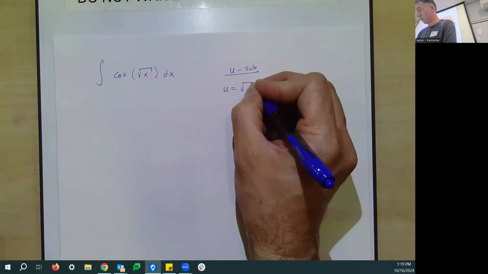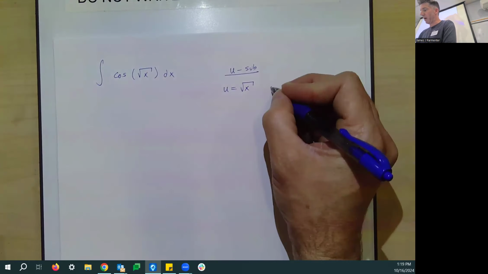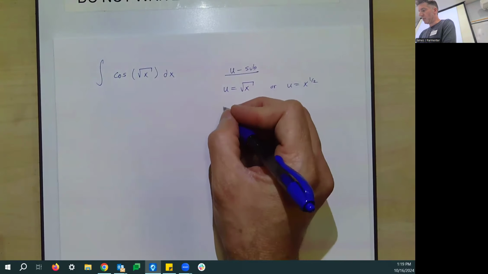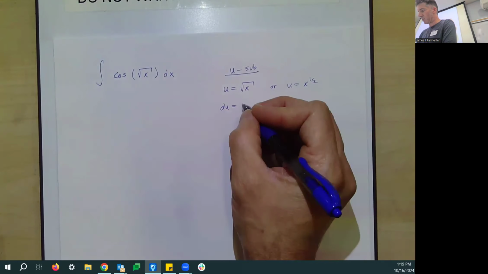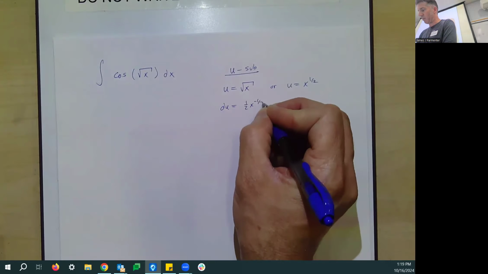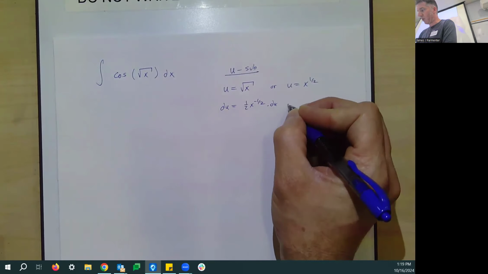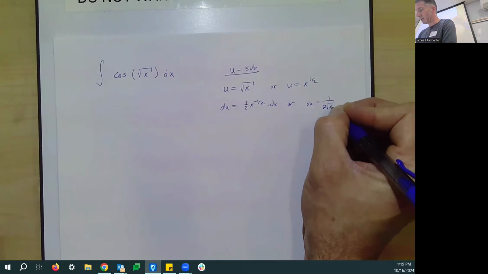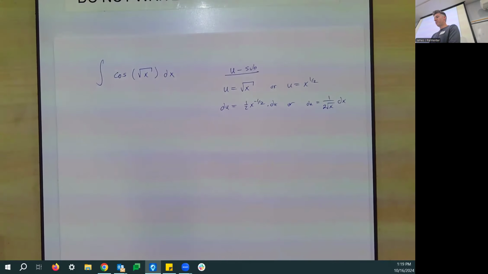So u would be the square root of x, which you might want to write as u equal to x to the 1/2. And then your du is going to be the derivative of that, which is 1/2 x to the negative 1/2, and then we multiply that by dx. Or if you prefer, I like writing it as 1 over 2 root x dx. But I'm kind of sad because I don't have a 1 divided by the square root of x in my integral.